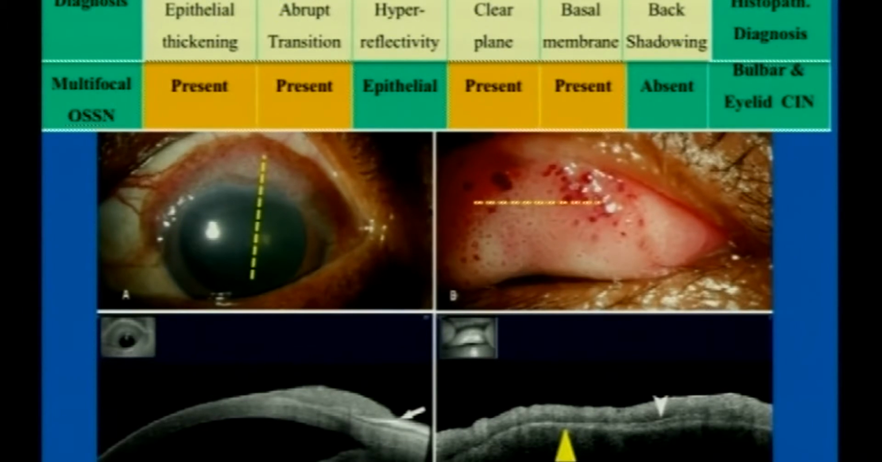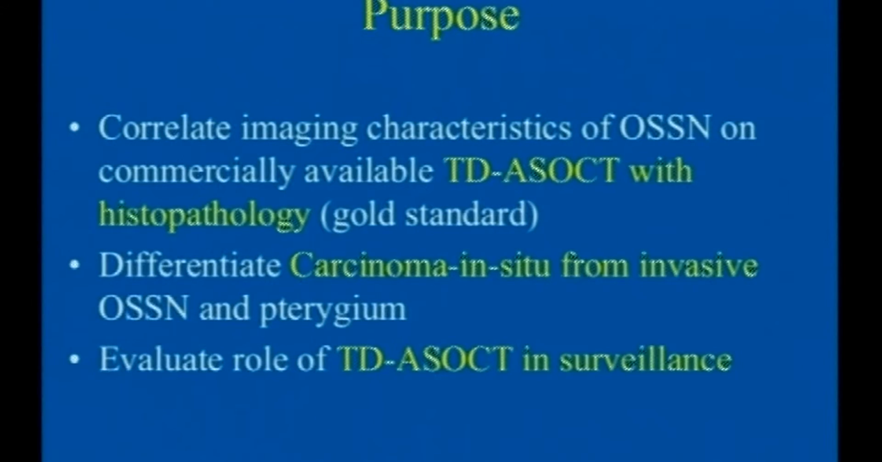So what you see is what has been previously described: hyperreflectivity, primarily epithelial, and then an abrupt transition. This has been talked about. But a similar thing was also seen on the tarsal conjunctiva when we did an ASOCT. In addition to that, there was a clear plane of separation, shown by the white arrow, and a hyperreflective basal membrane that was also there. This patient turned out to be intraepithelial neoplasia.